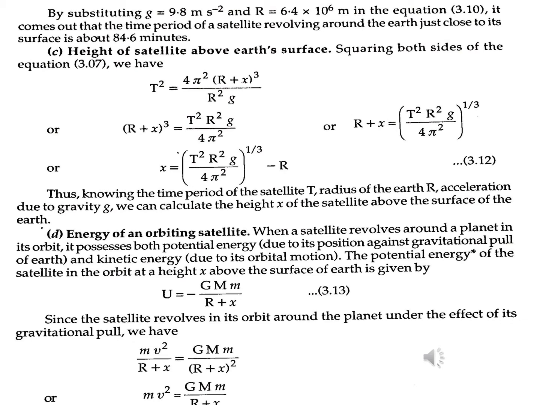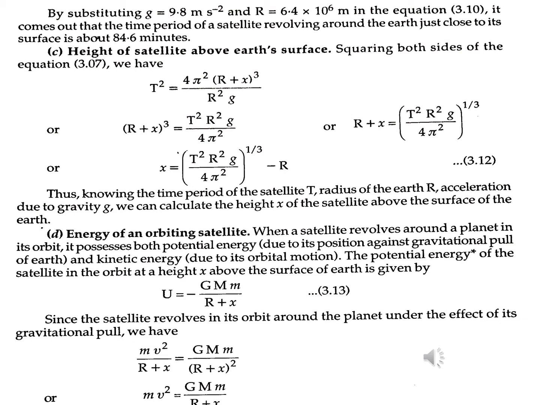The centripetal force is m v square upon r plus x. Putting the value of r plus x, the cube on the left hand side goes to the other side as a cube root. So we can find the velocity: v is equal to GM upon r plus x, under root, and t square is equal to 4 pi square (r plus x) to the power 3 upon g r square.